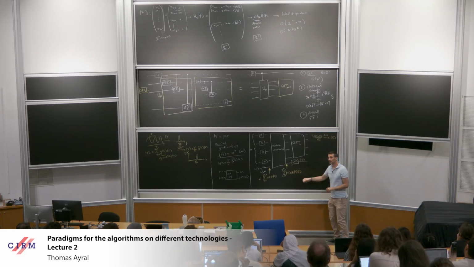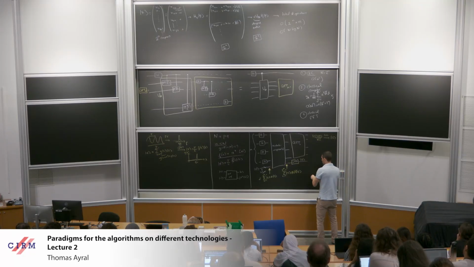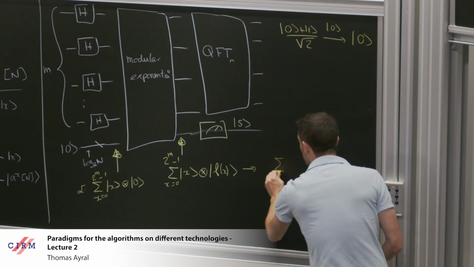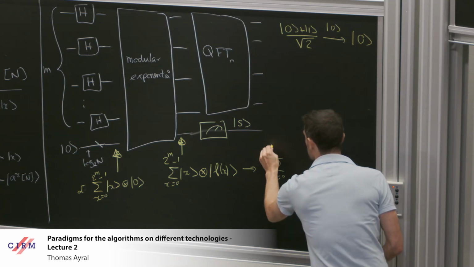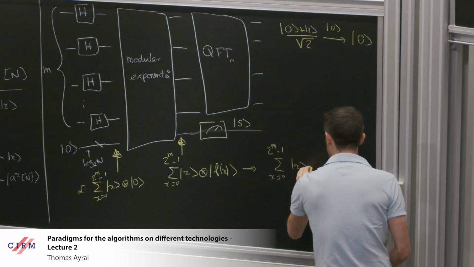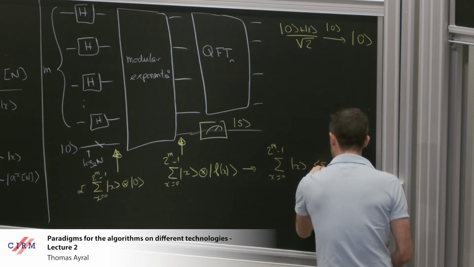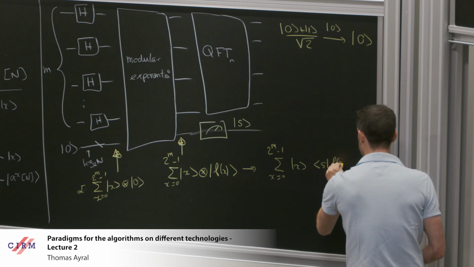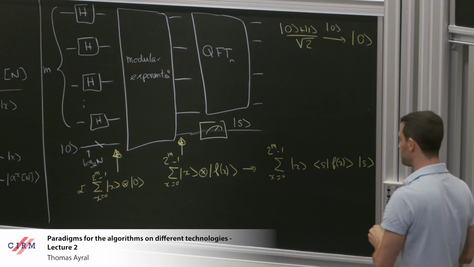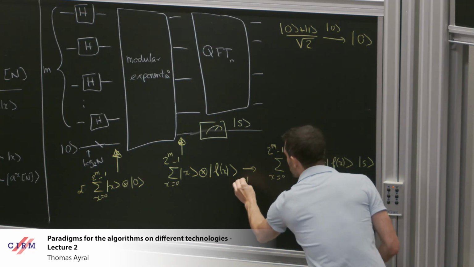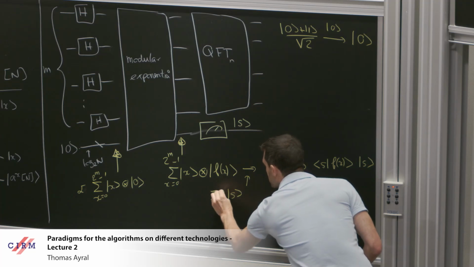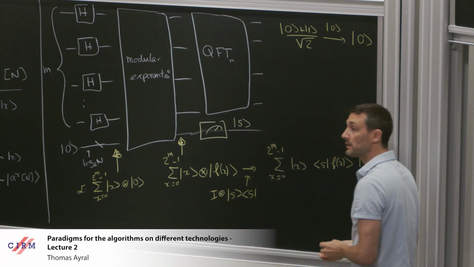what is the state after? The state is going to be essentially the sum over x from 0 to 2^m minus 1 of x times f of x times s. So let me tell you what I did. What I did is essentially multiply everything by the identity on the first register times the projector on S. Because this is what we do.